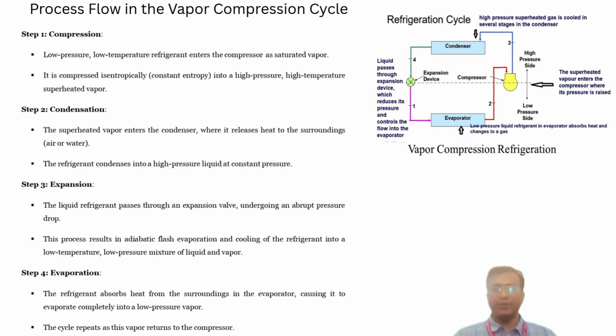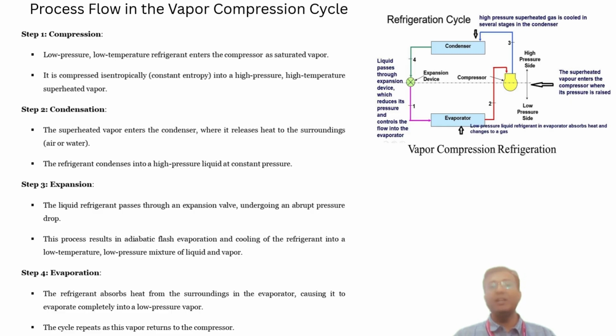Coming to step number 2, that is condensation. The hot vapor flows into the condenser, where it releases heat to the surroundings, like the air outside your refrigerator. This happens at constant pressure, cooling the refrigerant until it condenses into a high pressure liquid. Imagine steam turning back to water on a cold window. That's condensation.